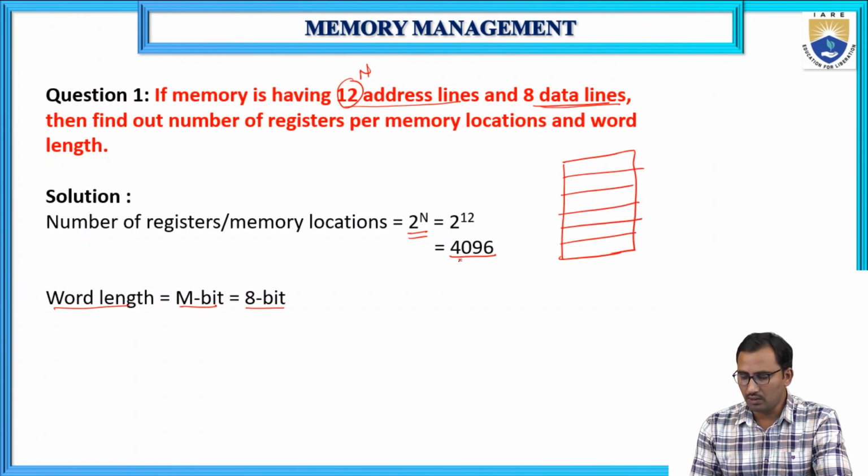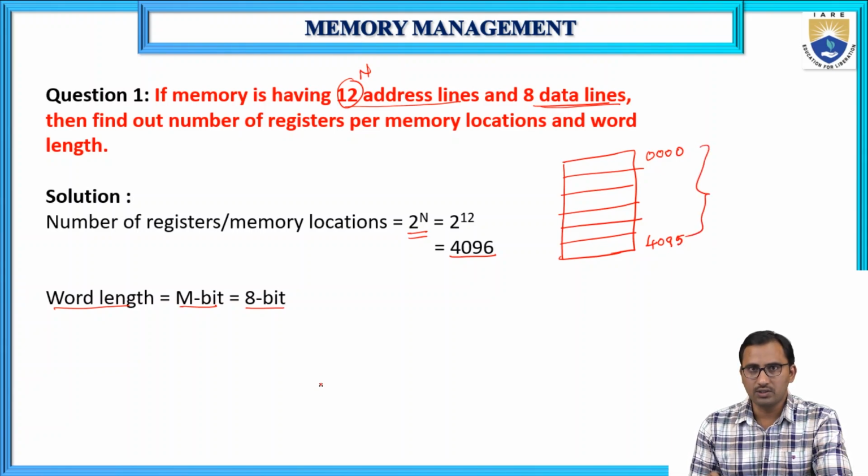So suppose if you have a memory like this, that means in total we have 4096 memory locations, starting with 0 and ending with 4095, because the starting address is started with 0. So that's why n minus 1, 4096 minus 1, so 4095. So these many memory locations are available in the memory device.